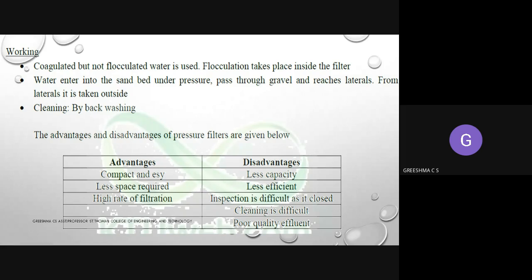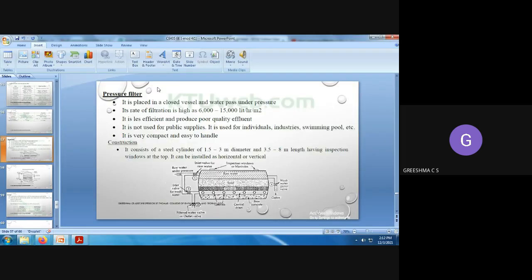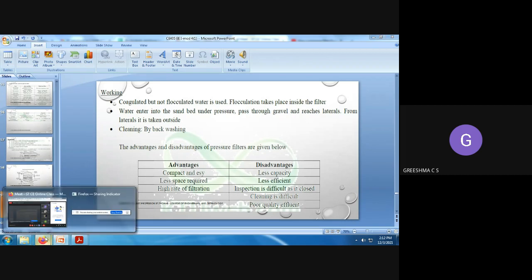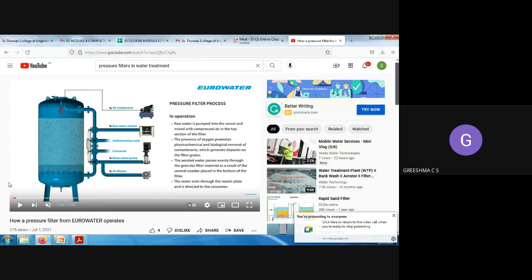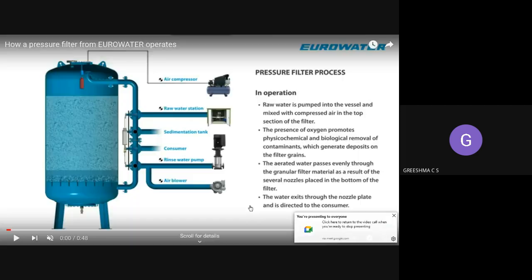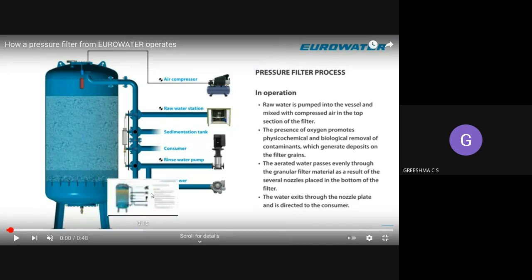Now if you see the advantages and disadvantages of pressure filters, the first advantage is that pressure filters are very compact and very easy. But first of all I will show you a demo of a pressure filter, then we can go to the advantages and disadvantages. Okay, you can see. This is a video of a vertical pressure filter. So this is how a pressure filter is going to be.